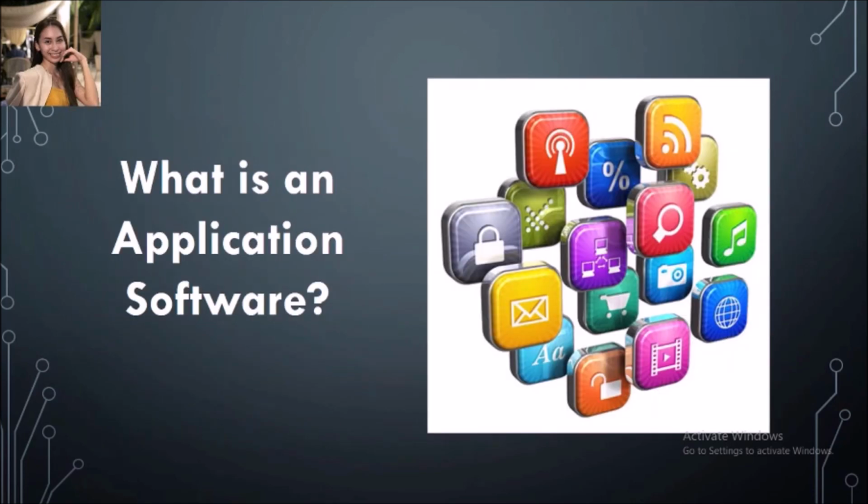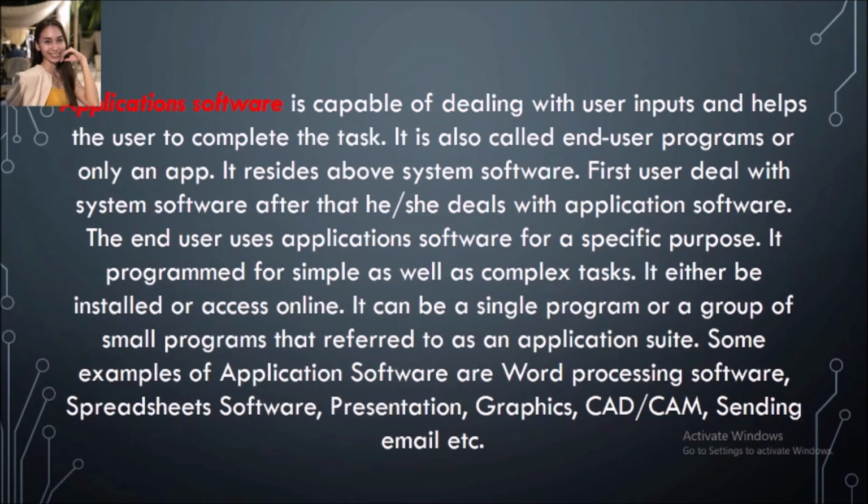Okay, so next is application software, which we talked about earlier. Application software is capable of dealing with user inputs and helps the user to complete a task. It is also called end-user programs or simply an app. It resides above system software. First the user deals with system software, and after that he or she deals with the application software. The end user uses application software for a specific purpose.